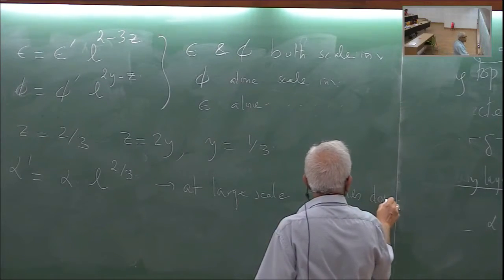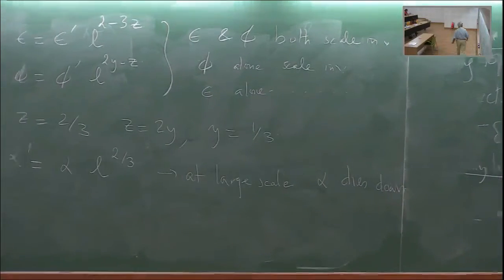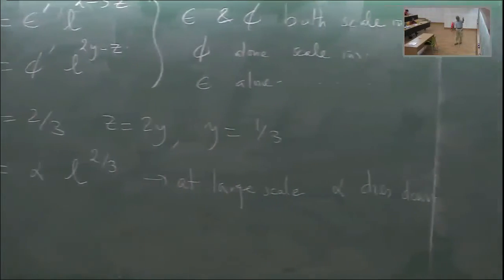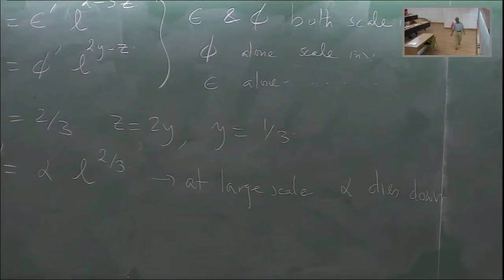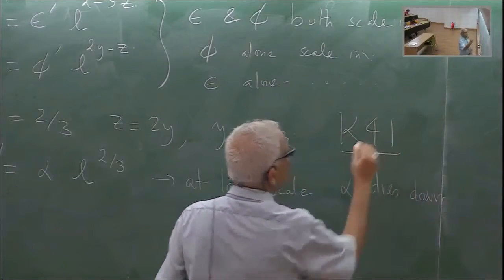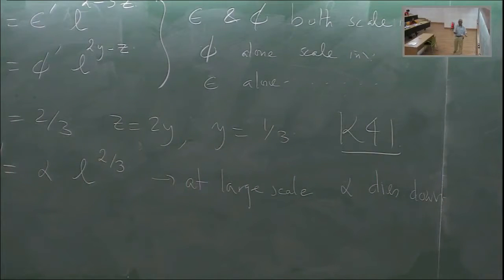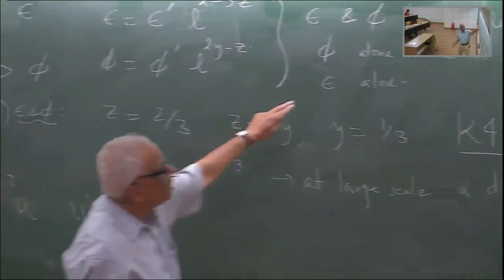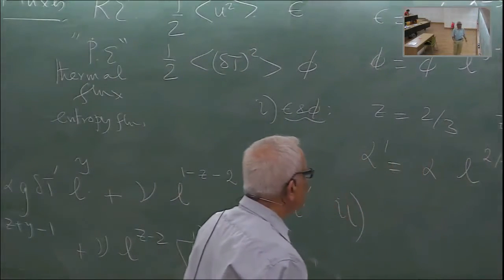So in this so-called Kolmogorov kind of fixed point, where epsilon and phi are both fixed, this is your K41 behavior. Your alpha at long distances dies down, and this drive, the thermal drive, is not so effective. You have the second alternative. The third one is weird. We won't talk about it. That phi alone is relevant.